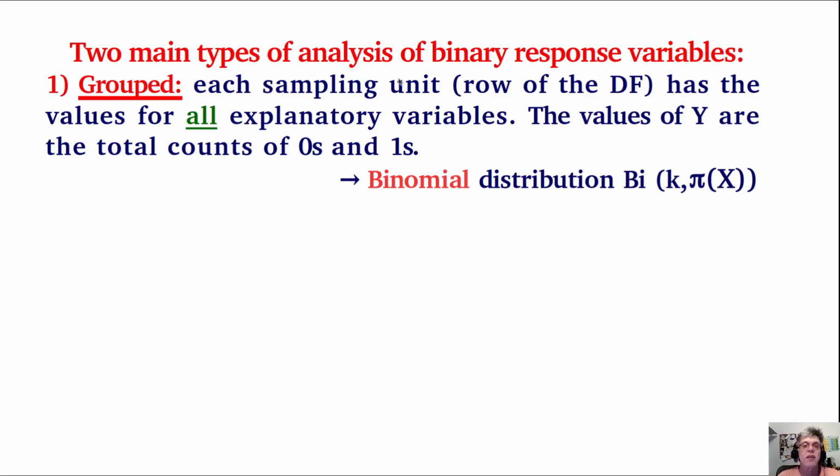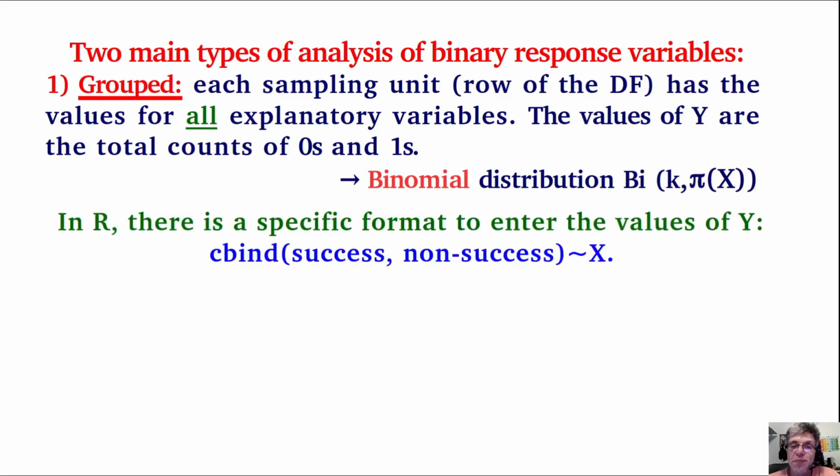So there are two main types of binary response variables. First, the group analysis, in which each sampling unit, that is each row of the data frame, has identical values for all explanatory variables. The values that we are going to enter are therefore the total counts of zeros and the total counts of ones, since all the explanatory variables have the same values for each row.